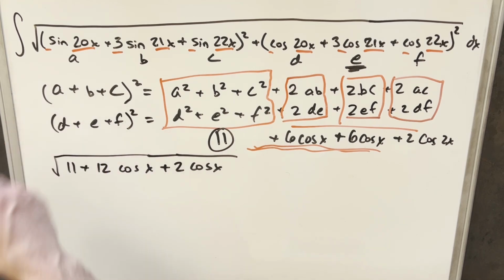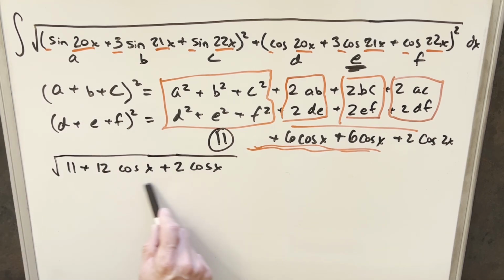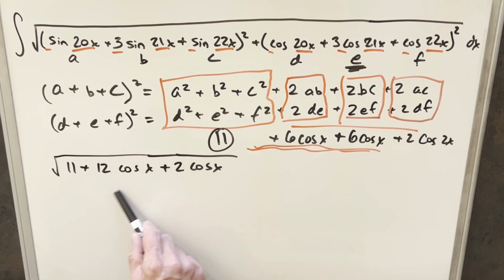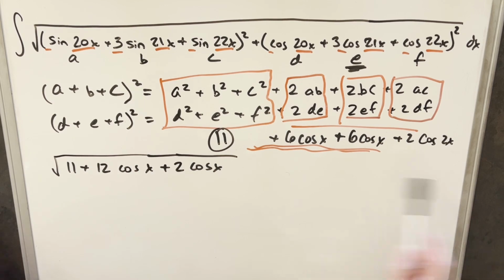I'm not ready to deal with the integral yet, so I don't care what that was. We still want to do some more simplification here. And just to be clear, by adding 6 cos x and 6 cos x, that's how I get the 12 cos x here. And I made a mistake. The angle here is supposed to be 2x. And let's look at this.